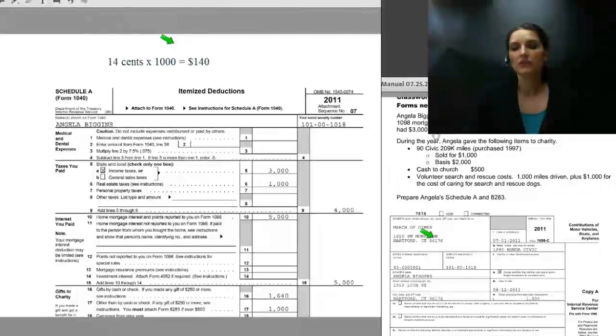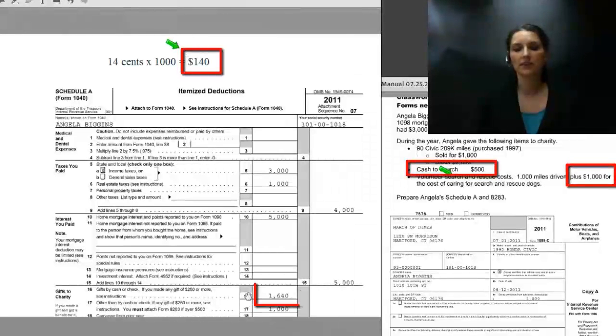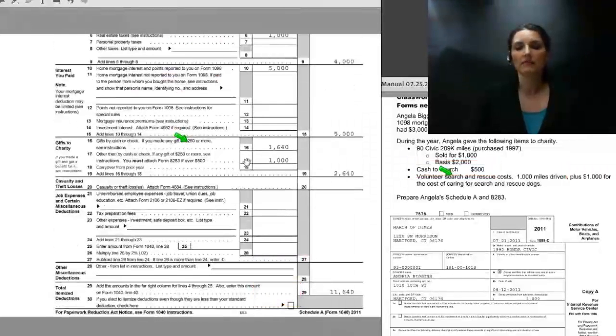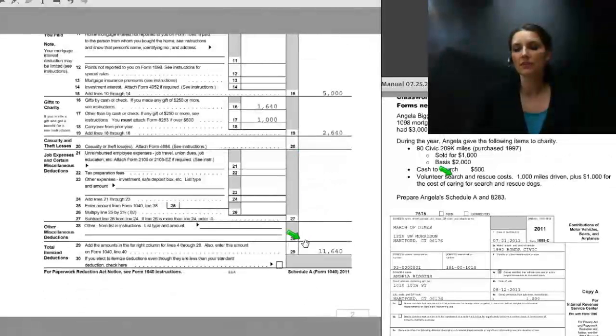$140. We add to that the cash that was donated to the church in the amount of $500, and the $1,000 cost of caring for the search and rescue dogs. So you take $1,000 plus $500 plus $140, and you get $1,640. Next in line is the amount shown on Form 8283. We calculated $1,000, and that leaves us with a deductible charitable amount of $2,640. We add up our taxes, our interest, and our charity, and we get total itemized deductions on line 29 of $11,640. So that concludes the review of the classwork answer key.